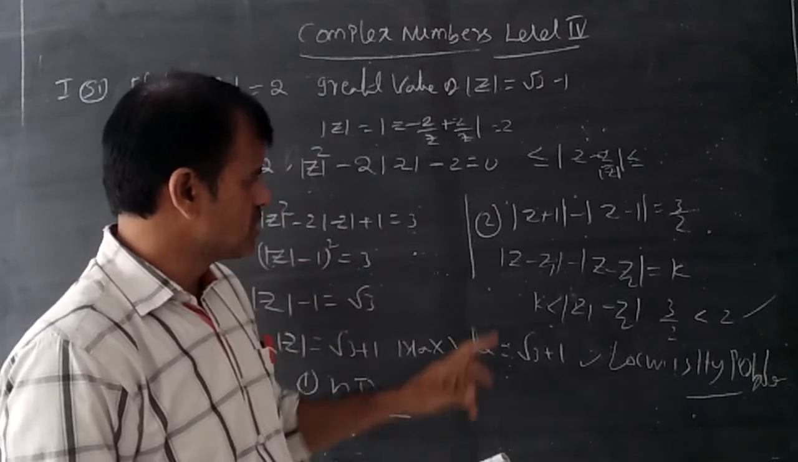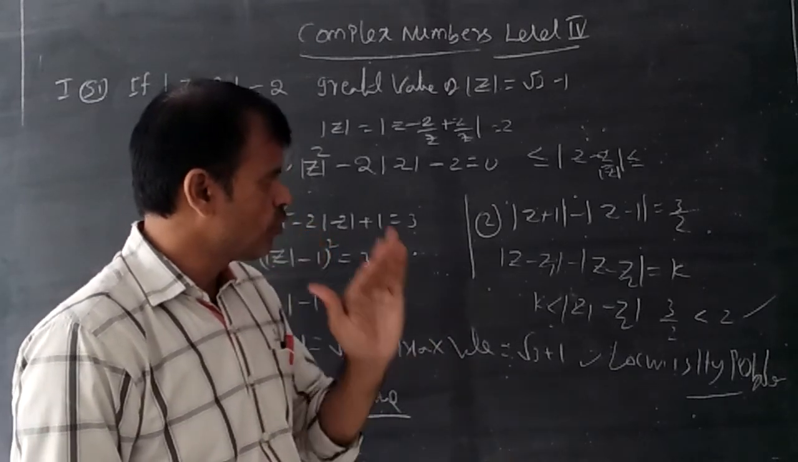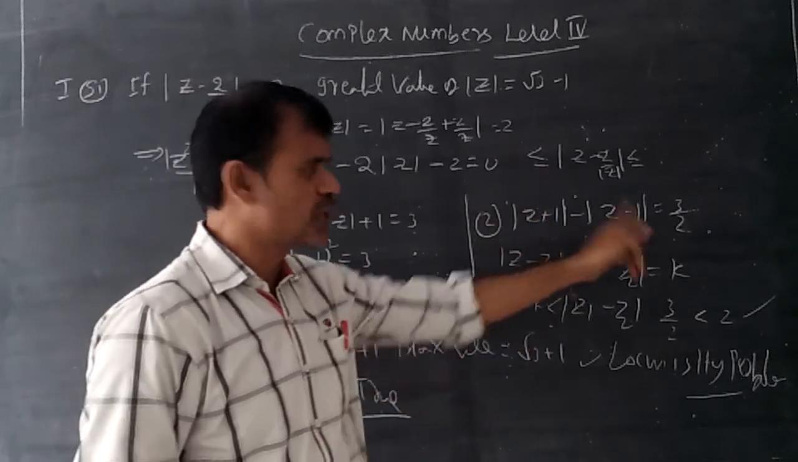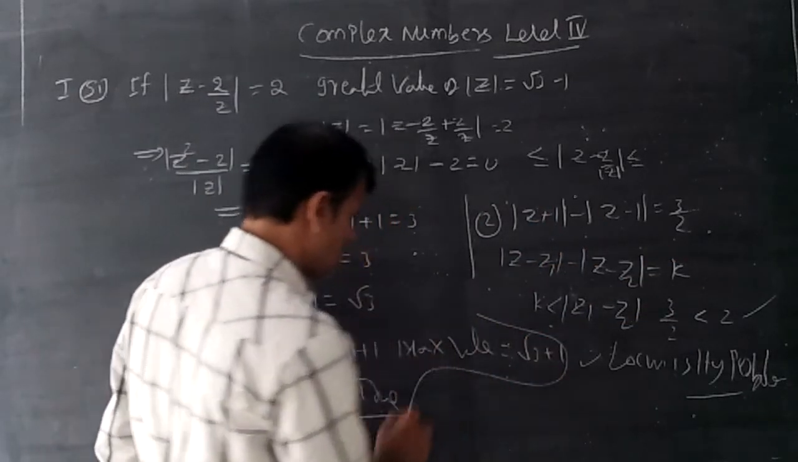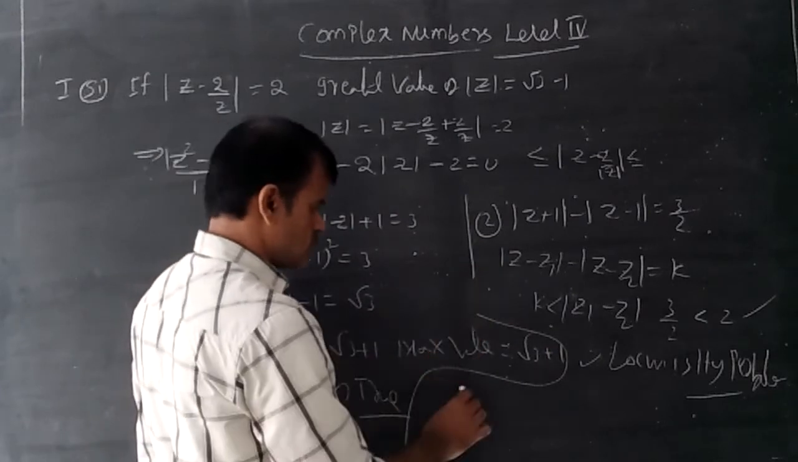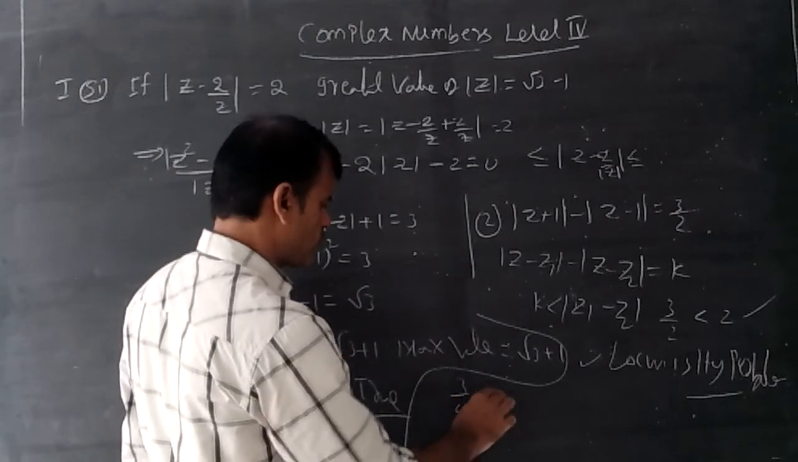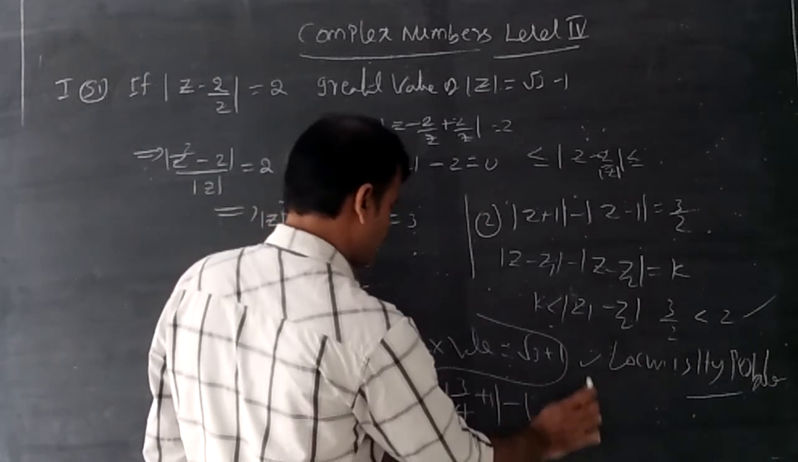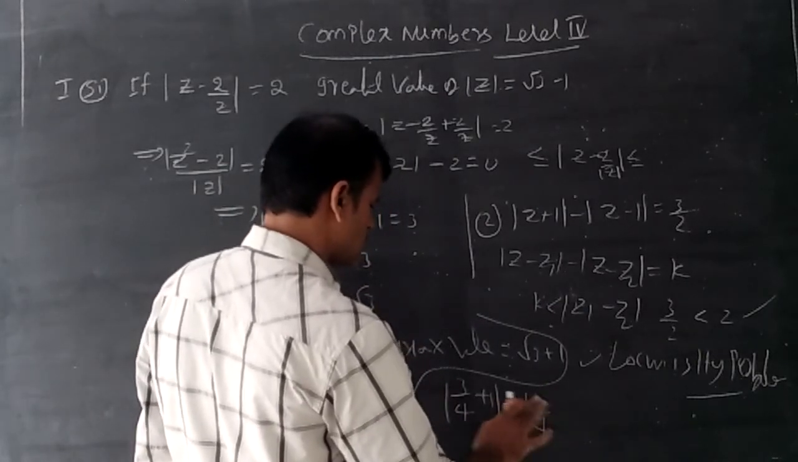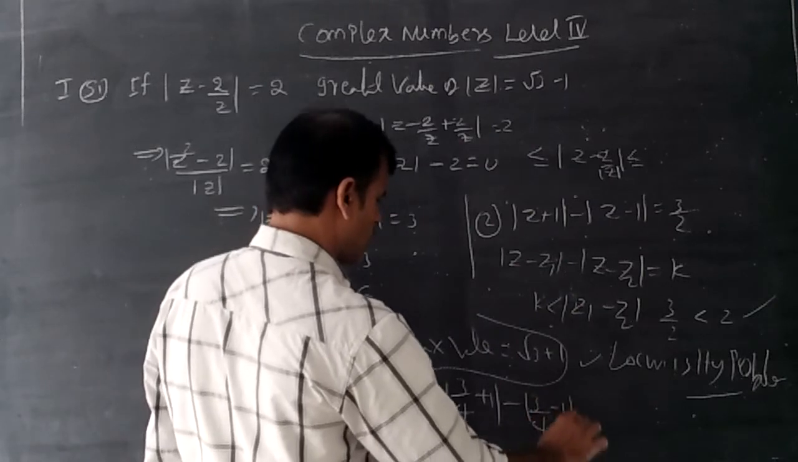So 3 by 4 is there. Verify 3 by 4 instead of z, then you should get 3 by 2. Then you can say that the minimum value is 3 by 4. So substitute here 3 by 4 plus 1 over modulus 3 by 4 minus 1.